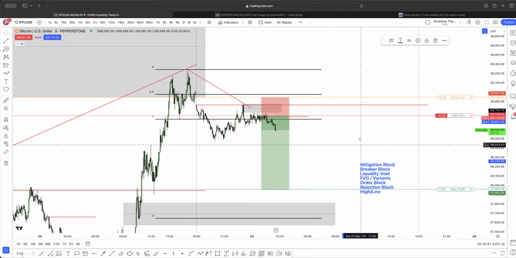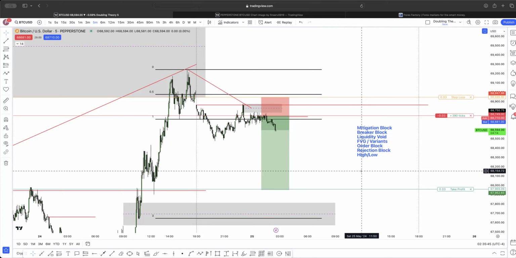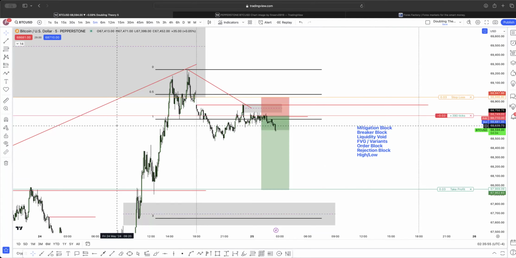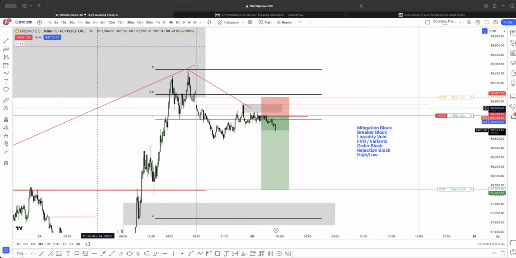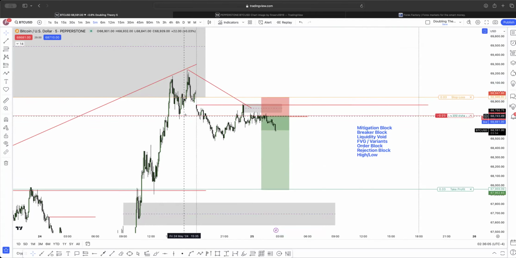So you want price to create these POIs as it's moving, and then only you'll know that, wow, something is happening. We are in a market maker model. And every single day, every single price swing based on the SMT that you are seeing, there is a market maker model. So take this into consideration. See this here?